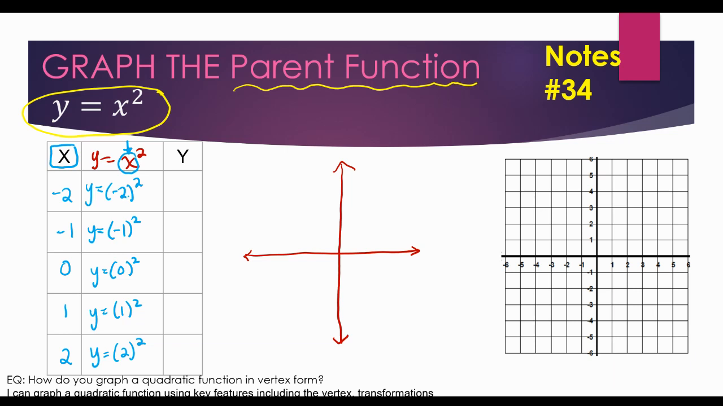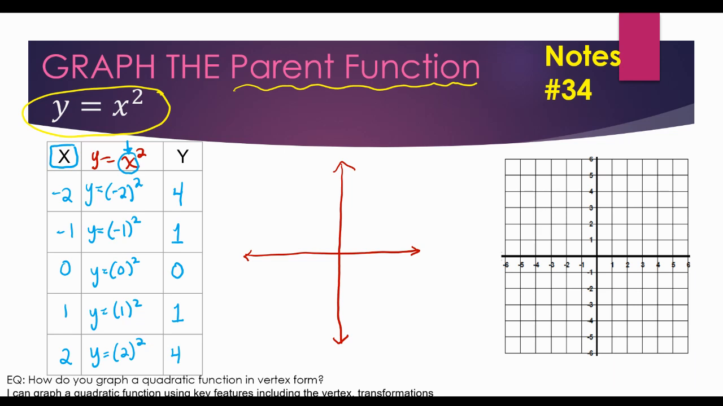Okay, so what is negative 2 squared? It means negative 2 times negative 2, that's 4. Negative 1 squared means negative 1 times negative 1, it's positive 1. 0 squared means 0 times 0, which is 0. 1 squared means 1 times 1, that would be a 1. And 2 squared at the bottom, 2 times 2 is 4.